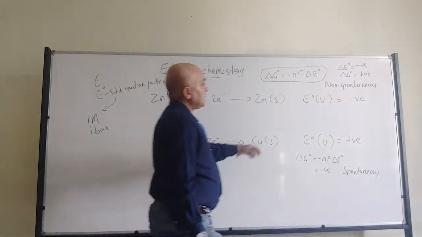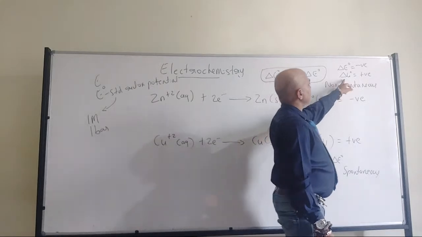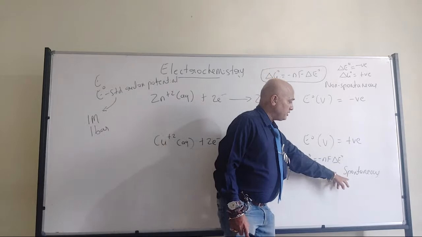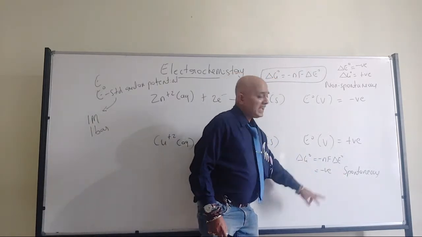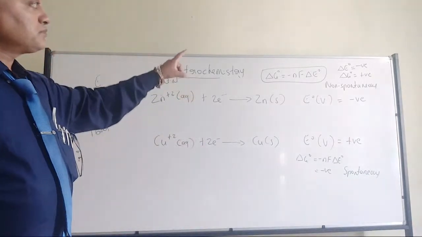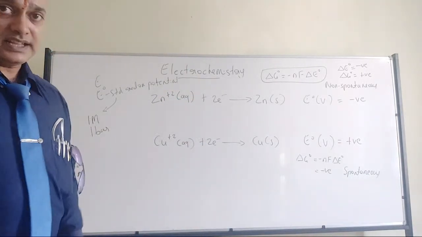Why are we telling it as a non-spontaneous process? Because delta G naught value is positive. Why are we calling it a spontaneous process? Because Gibbs free energy value is negative. That's where we have the non-spontaneous and spontaneous.